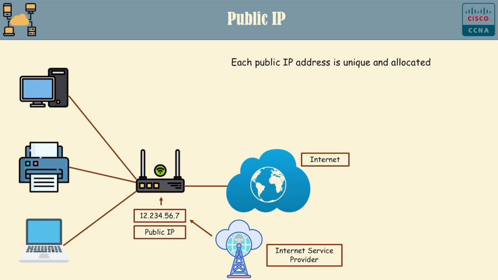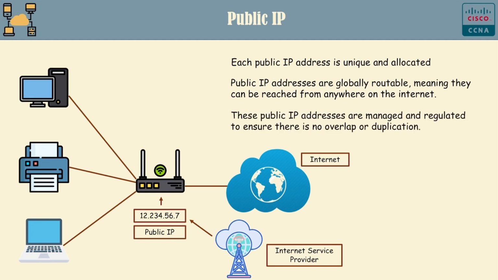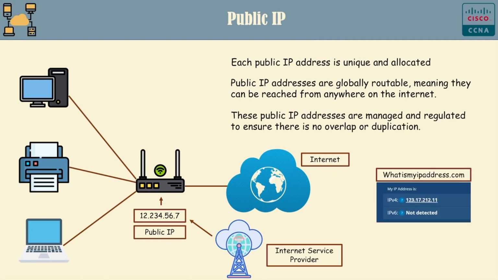A public IP address is assigned to a device or network to enable communication over the Internet. It serves as a unique identifier for that device or network on the Internet. Public IP addresses are globally routable, meaning they can be reached from anywhere on the Internet. They are allocated by regional Internet registries, RIRs, to ISPs, who in turn assign them to their customers. These public IP addresses are managed and regulated to ensure there is no overlap or duplication. To find out your public IP address, you can visit the website whatismyipaddress.com.